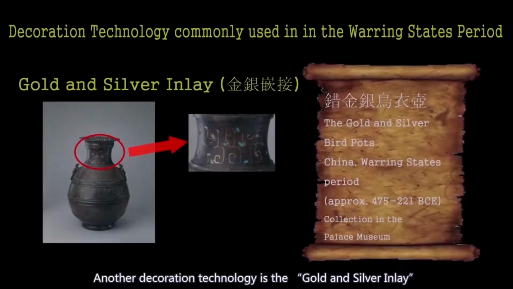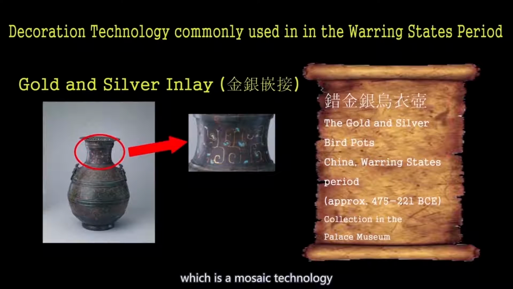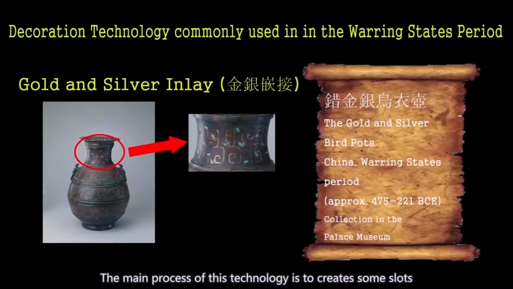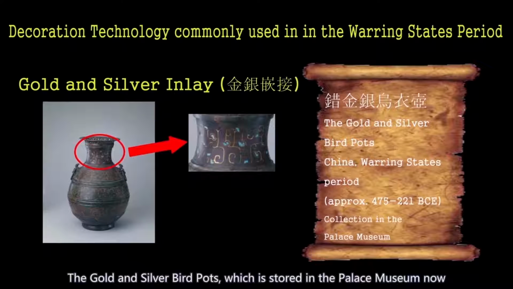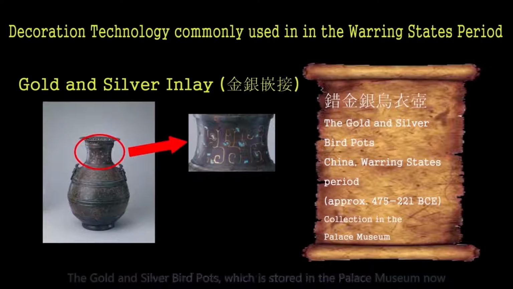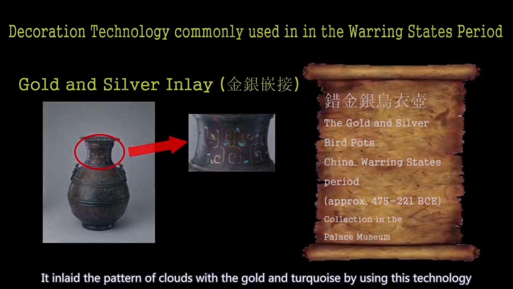Other decoration technology is the gold and silver inlay, which is quartz technology. The main process of this technology is to create some slots for inlaying pieces of gold or silver into the bronze through friction. The gold and silver bird pot, which is stored in Palace Museum now, was produced in the Warring States period. It inlaid the pattern of clouds with the gold and turquoise by using this technology.